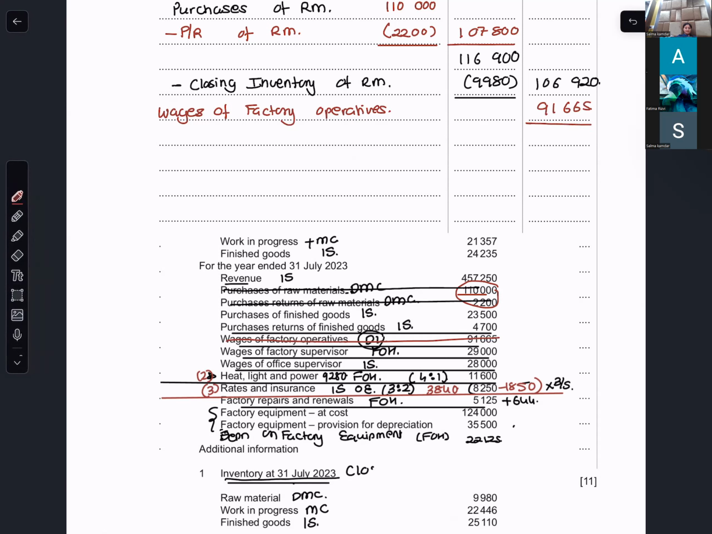Direct material plus direct labor gives you what? Prime cost. So I will write, this is my prime cost. How much is your prime cost? 198,585. 198,585. Is the meeting getting recorded? Yeah, it's recording.